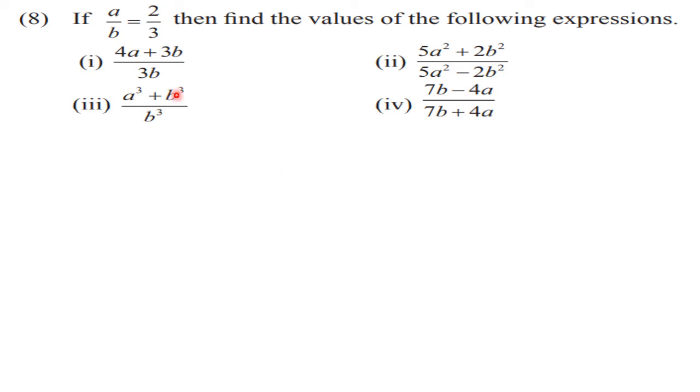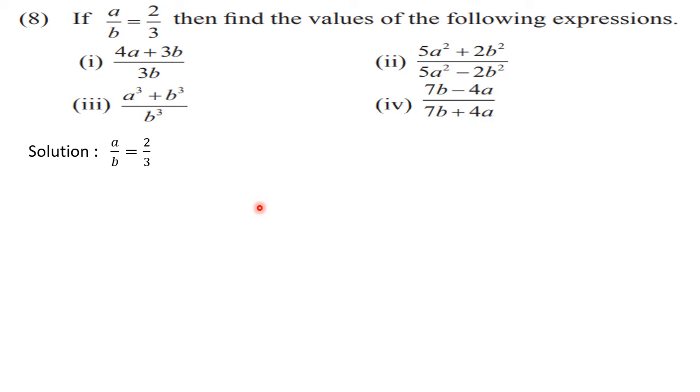Now let's go towards question number 8. If A upon B is equal to 2 upon 3, then find the values of the following expressions. Now these sums we have done by using the properties invertendo, alternando, componendo, dividendo and componendo dividendo. So all these sums also we have done, you know the method. But only one sum I am discussing, the remaining you will do by yourself. Only to remind you which properties and how we are using the properties.